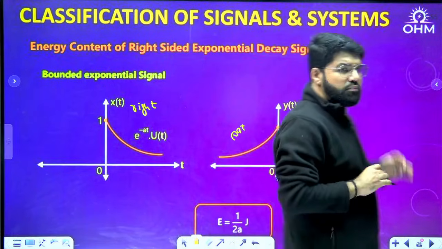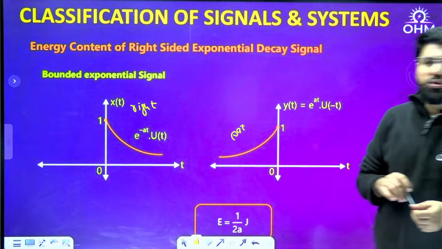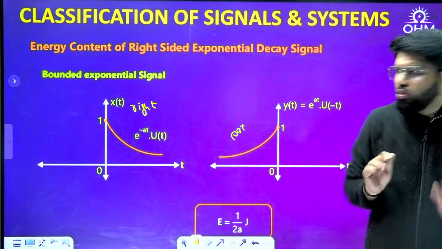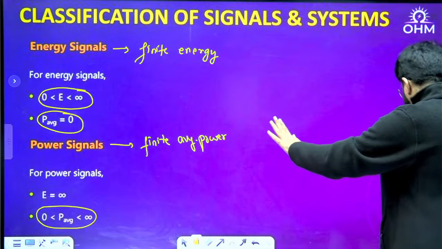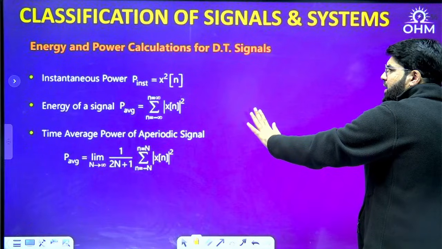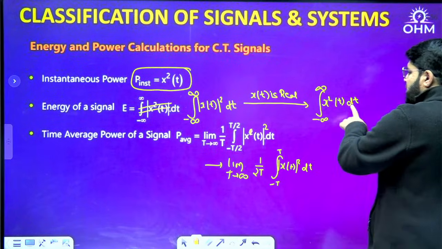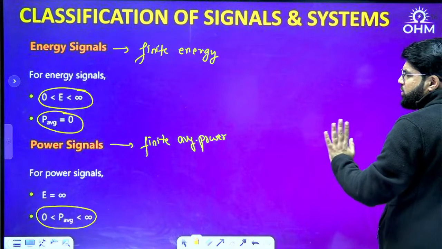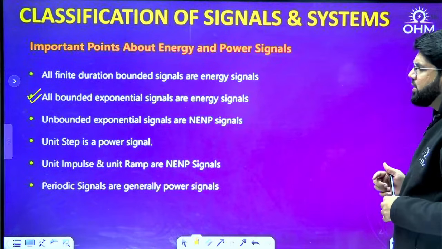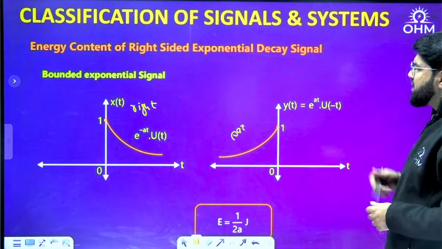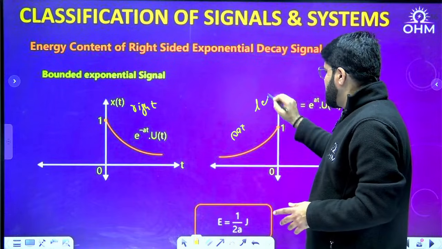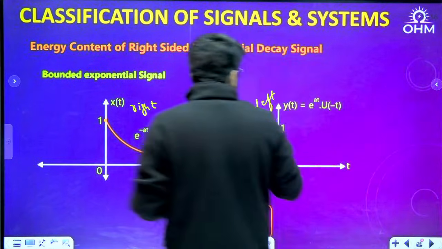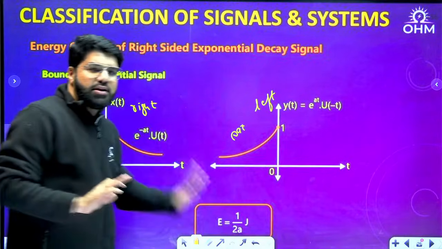For both of these, the energy turns out to be 1 upon 2a, which you can directly note down. How do we calculate it? Exactly by the formula I told you. For important and standard signals you can note it down. By this formula, with simple integration, you will get the answer very, very quickly. So this is right- or left-sided: for the bounded exponential signal e^(-at)u(t) or e^(at)u(-t), the energy is 1 by 2a.